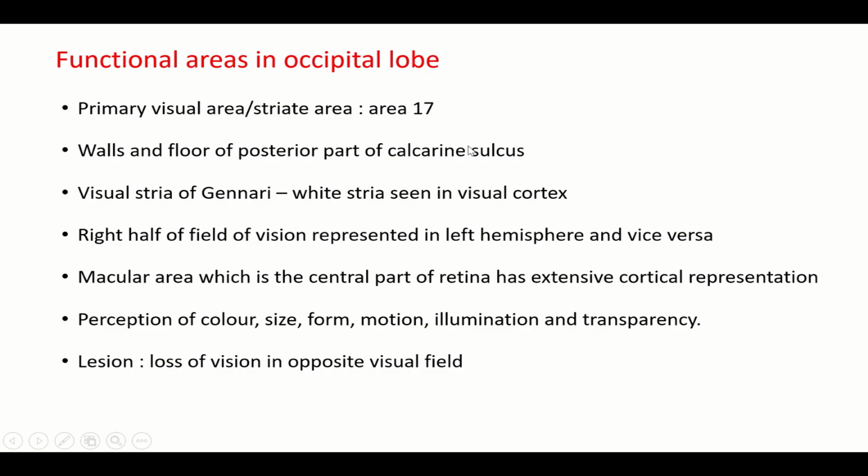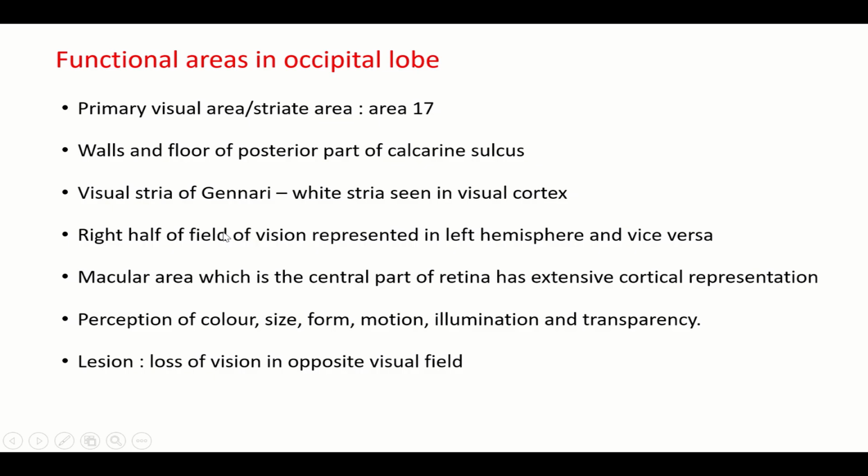So functional areas in the occipital lobe. The first and foremost is the primary visual area, or striate area. It is area number 17. So why is it called the striate area? Because there will be the visual stria of Gennari. A white stria is seen in the visual cortex, so it is called the striate area. It is located in the walls and floor of the posterior part of the calcarine sulcus.